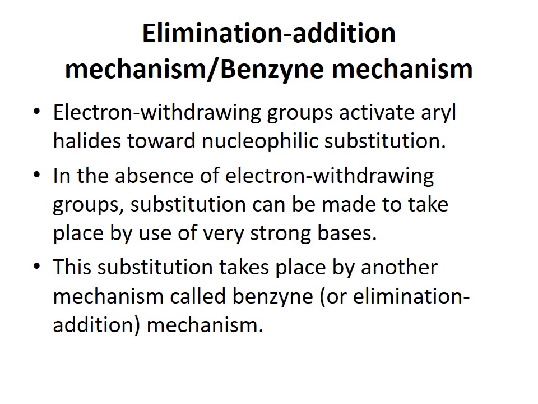In the beginning I mentioned that this nucleophilic aromatic substitution reaction may happen either by the bimolecular displacement mechanism or by the elimination addition mechanism. If there are electron withdrawing groups present either at the ortho or para positions, or both, it may take up the bimolecular displacement mechanism. If the electron withdrawing groups are absent, this nucleophilic aromatic substitution can be made possible by using very strong bases and at very high temperature. The substitution that takes place by this mechanism is called the benzyne mechanism or elimination addition mechanism.